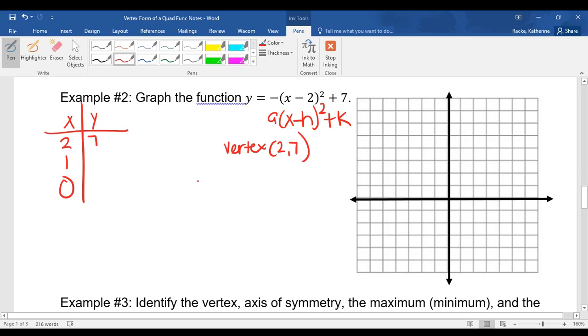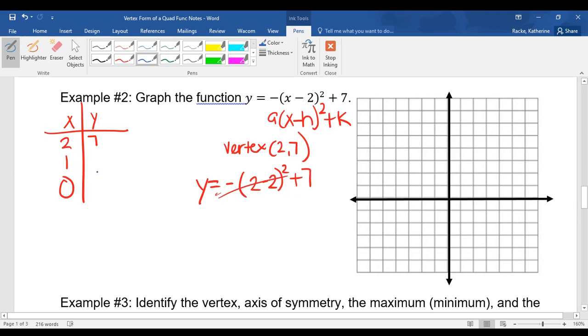So if I plugged in the number 2, so y equals negative 2 minus 2 squared plus 7. Okay, 2 minus 2 is 0. Well, 0 squared is 0. 0 in the negative still gives me 0. So all of this cancels out, and I just get 7 left. Okay, so you can always double check that to make sure you're right if you'd like.